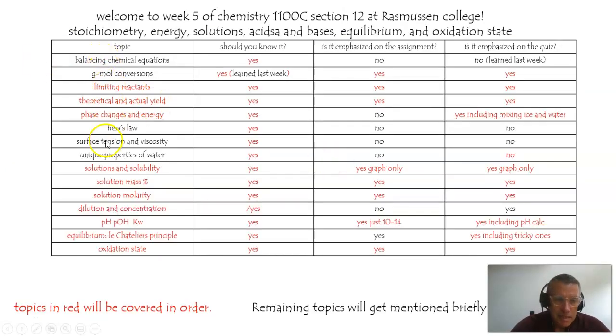Here's all the topics that are included in this unit. And should we know them? Yeah, I think we should know all of them. One of them, gram to mole conversions, we learned last week. But are they emphasized on the assignment and are they emphasized on the quiz? The answer this week is that, well, pretty much most of them are. There's about 4 or 5 topics here which we are only going to discuss briefly, either because they're not emphasized or because we did them last week. So let's take a look at these units in order, beginning with limiting reactants.